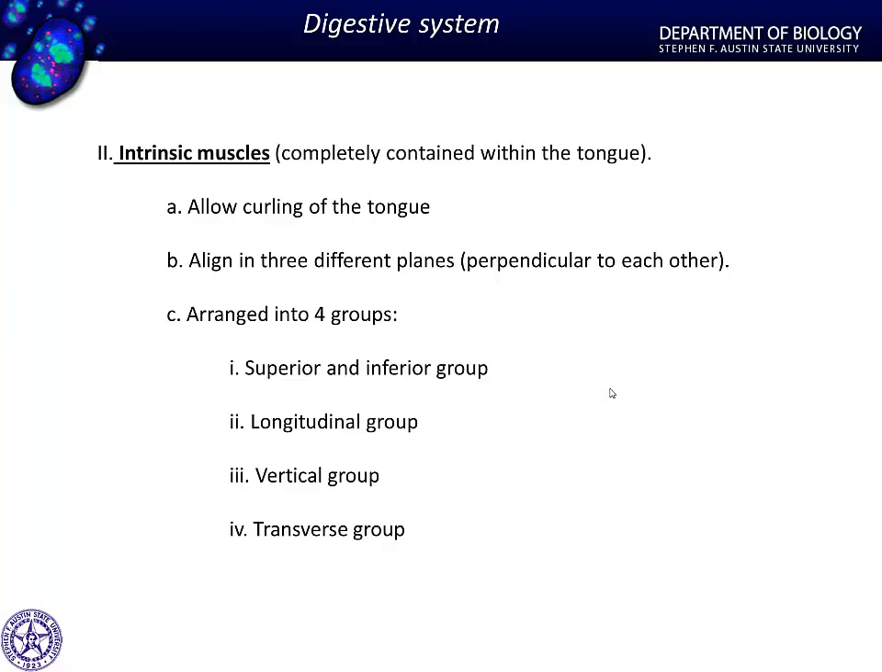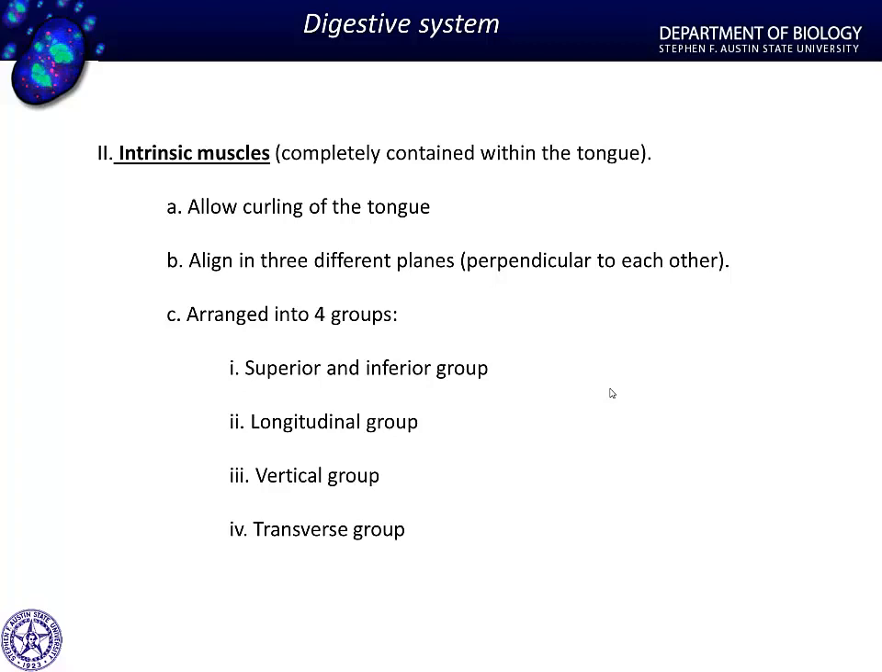Now, intrinsically, these are all the muscles that are just simply contained within the tongue. And so we have four groups: the superior and inferior longitudinal, vertical, and transverse. And these are going to align along our different planes that we have. And these are the muscles that allow the curling of the tongue.